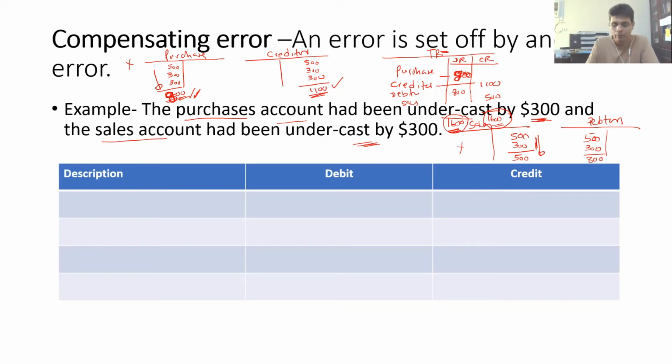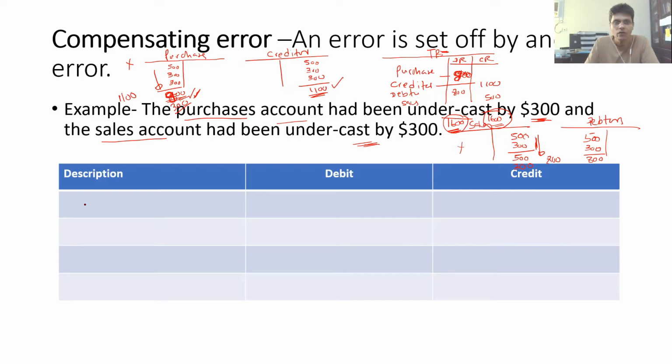In order to make this, the purchases account 1100 and sales account 800, what you should do? Simply you debit your purchases account by 300 and credit your sales account by 300. Sorry, thereby this will be 800 and this will be 1100. Is that clear?